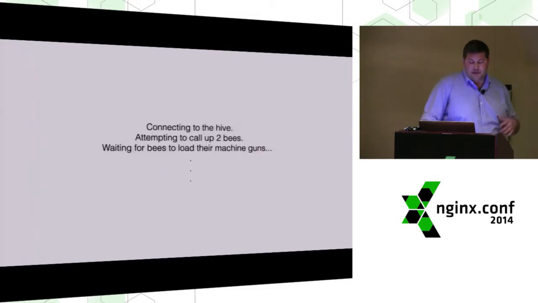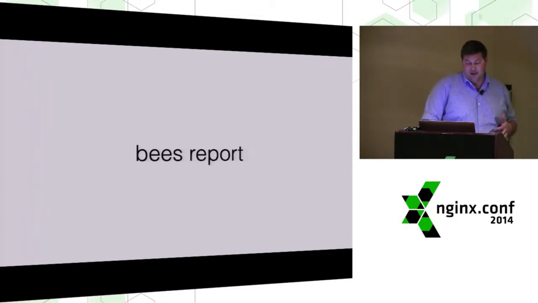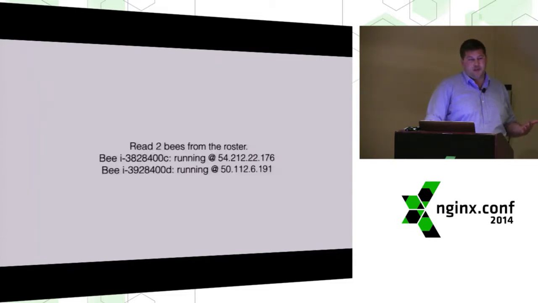And these guys have great commentary in the output of these commands. You're going to connect to the Hive, attempt to call up 2 bees, and wait for the bees to load their machine guns. And then you're going to need a report. So you can run bees report to figure out how many instances are in the swarm, or how many EC2 instances are in the cluster that you want to load test against. Here we just have 2 instances spun up, but this could be 2 or this could be 2,000 relatively easily.